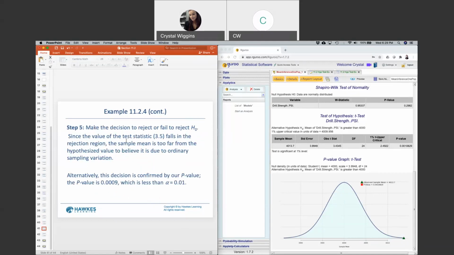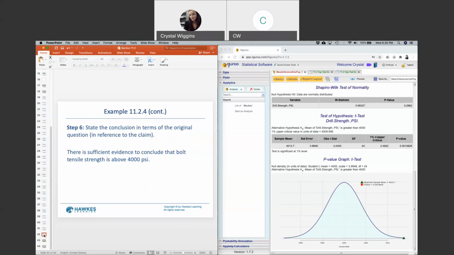So since the value of the test statistic falls in the rejection zone, we are rejecting the null. Since the p-value is really small, okay, this rounds to 0.001, we will be rejecting the null. The secondary conclusion, which is referencing the claim, we can state there is significant evidence to conclude that bolt strength is above 4,000 psi.